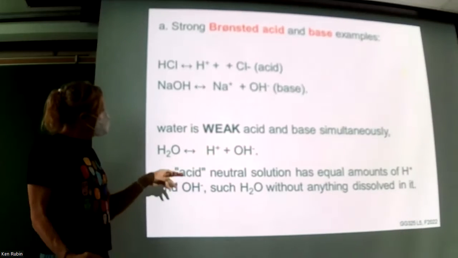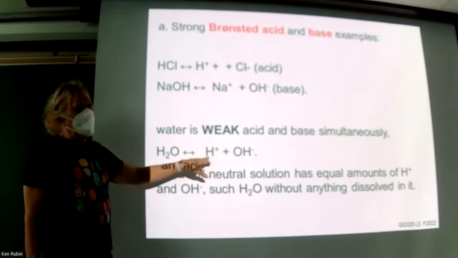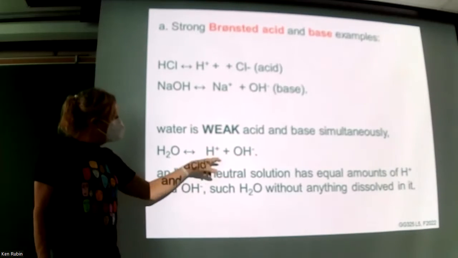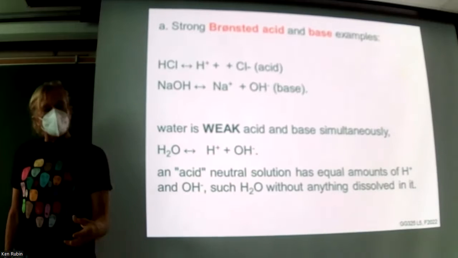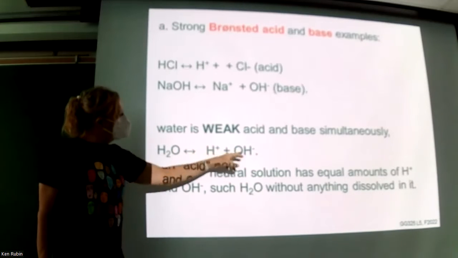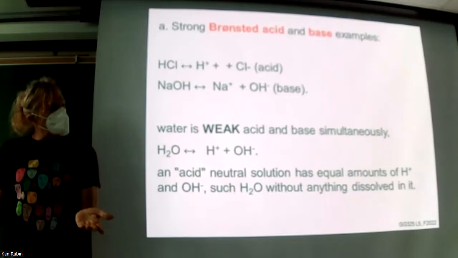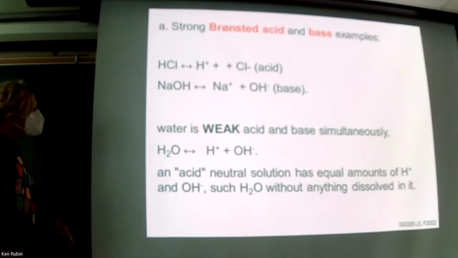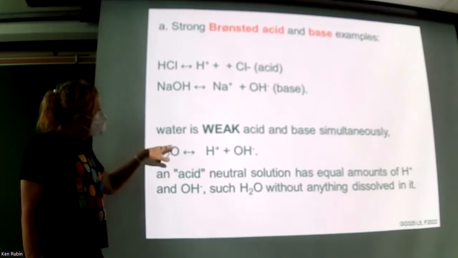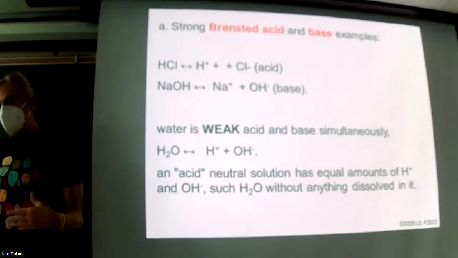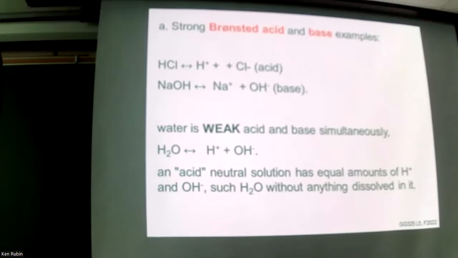And we know that a solution that has an excess of these is acidic. That's what we call a solution that has an excess of hydrogen ions. And a solution that's got an excess of hydroxyl ions, we call a base, right? But water itself has an equal amount of both of these two things, so it's neutral. We'll talk about how we define that in pH in a second. But water is a weak acid and a weak base, and this contributes to its ability to solubilize other stuff.